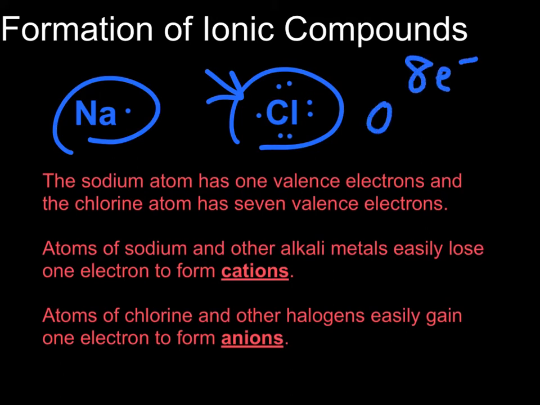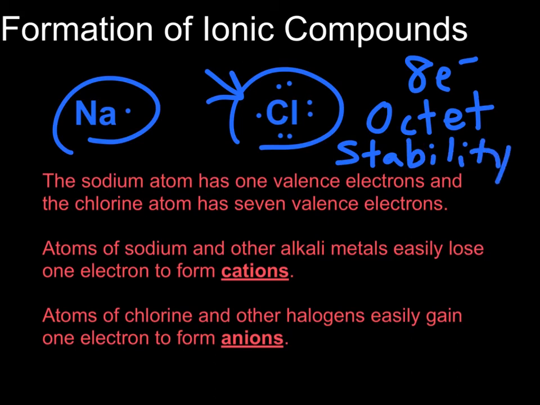And remember, that's our octet rule. And the reason that we want to obey the octet rule is for stability. So ions are formed so that elements can come together to form a compound, and that's to obey the octet rule and to give the atom more stability because they want to be like noble gases, which are stable.